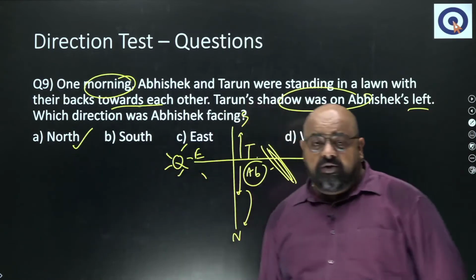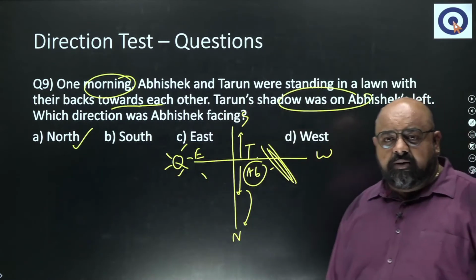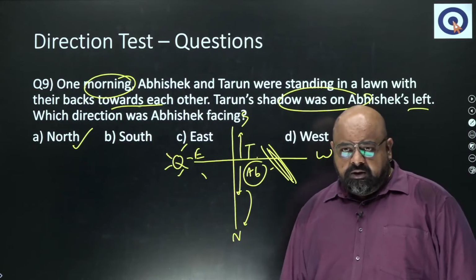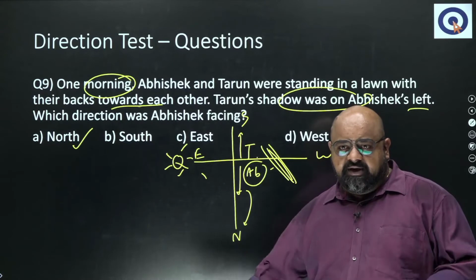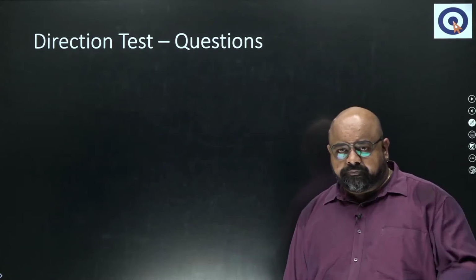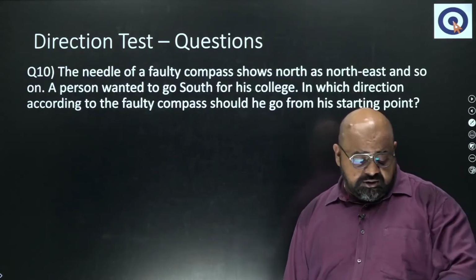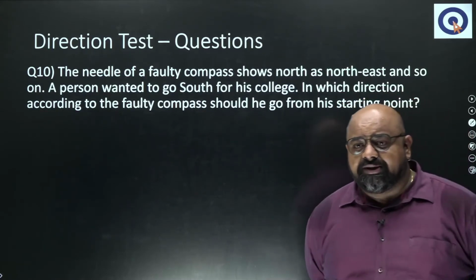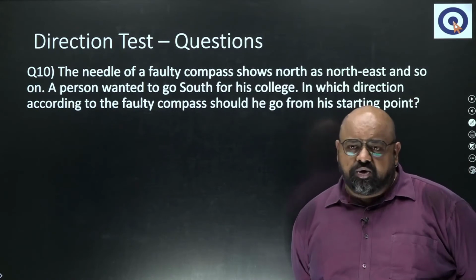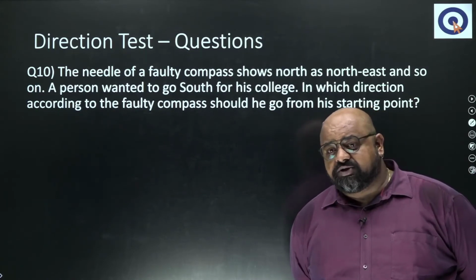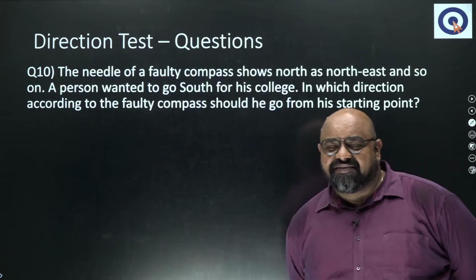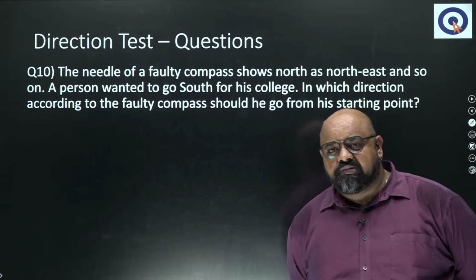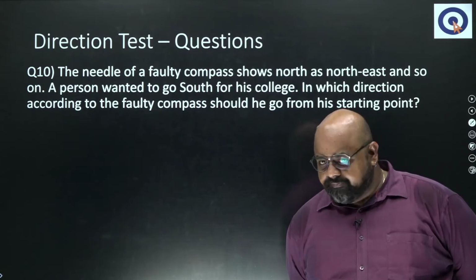Directions are relative. You can draw your figure as you want depending on how you start. You might get an ending figure and it will be absolutely correct. Right? So just draw the figure and try to figure out what is happening. When directions change, for example, the needle of a faulty compass shows north as northeast and so on. A person wanted to go south for his college. In which direction, according to the faulty compass, should he go from his starting point? According to the faulty compass.